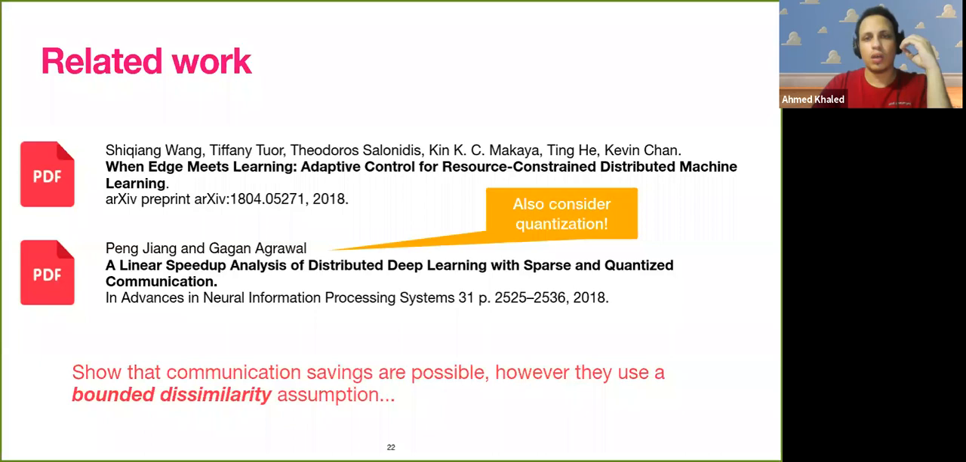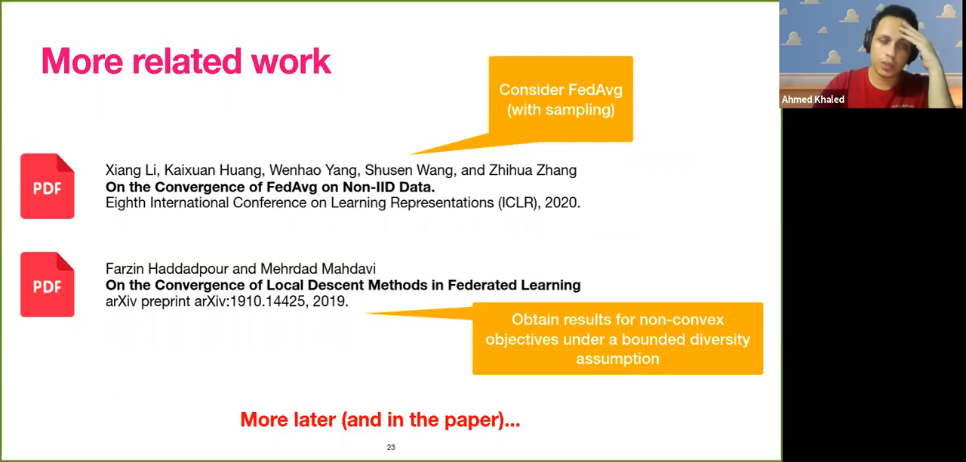And there is more work. For example, there's the Li, Huang, Yang, Wang, and Zhang paper on the convergence of federated averaging with non-IID data. And this one actually considers the more general case of federated averaging, which allows for client sampling and, let's say, more complicated algorithms. Local SGD is a special case, but it is at the heart of the method.